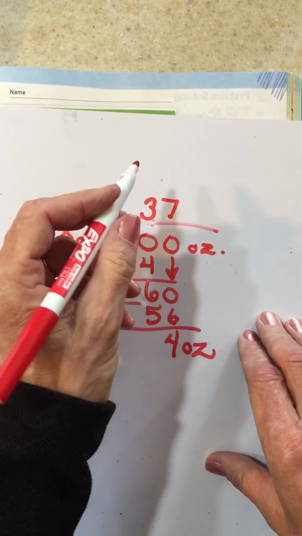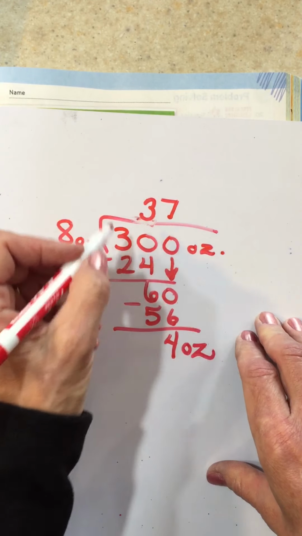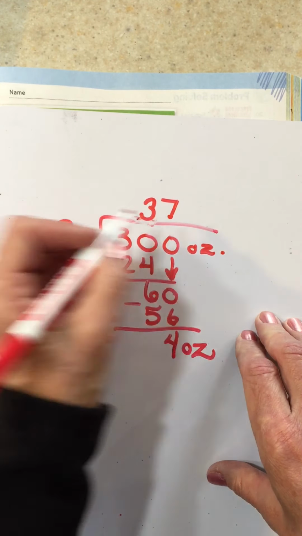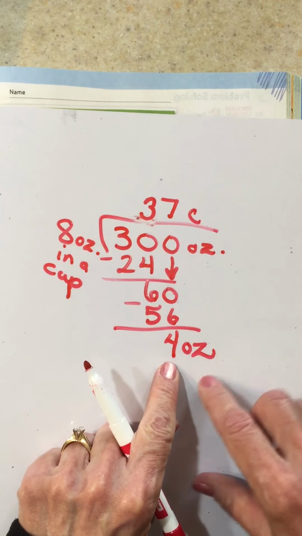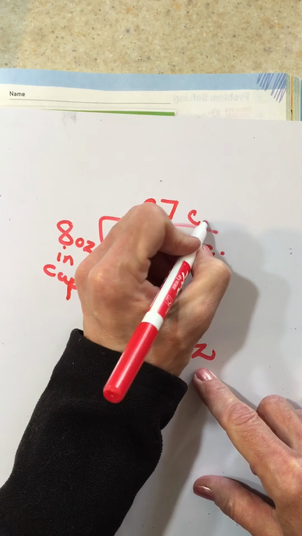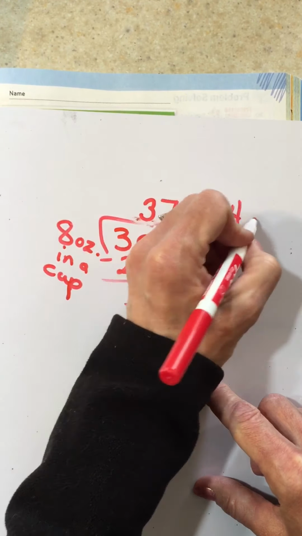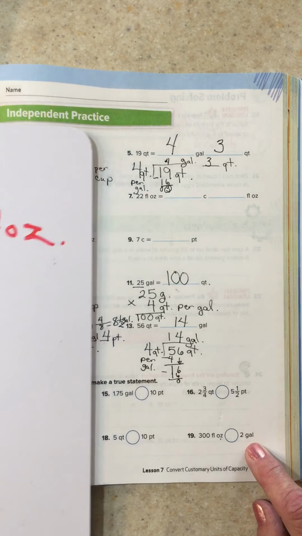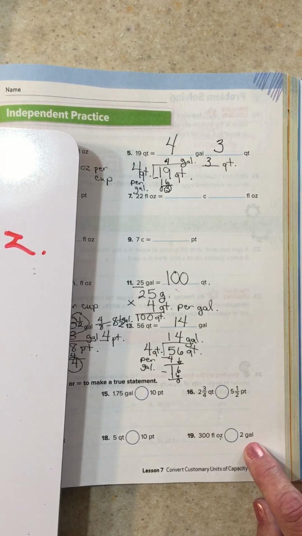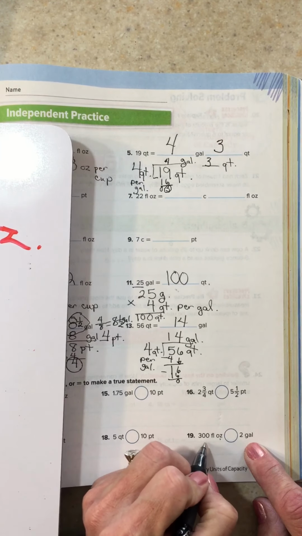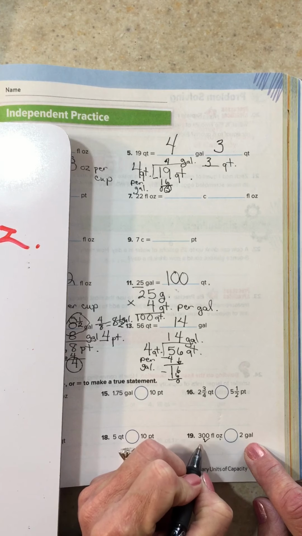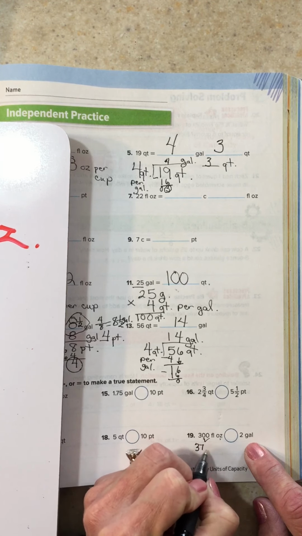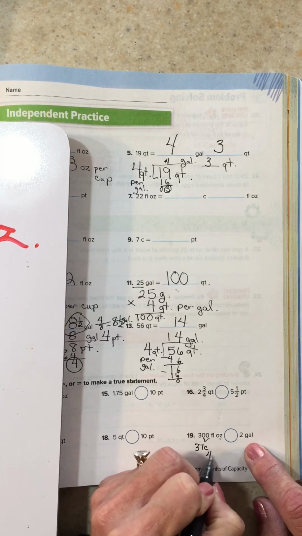So this could be interesting. This is equal to 37 cups with 4 ounces left over. Okay, that's what 300 ounces is equal to. I might convert this over to cups also. So let me write in what I have so far. 300 fluid ounces, I decided to convert it into cups, is equal to 37 cups with 4 ounces left over.